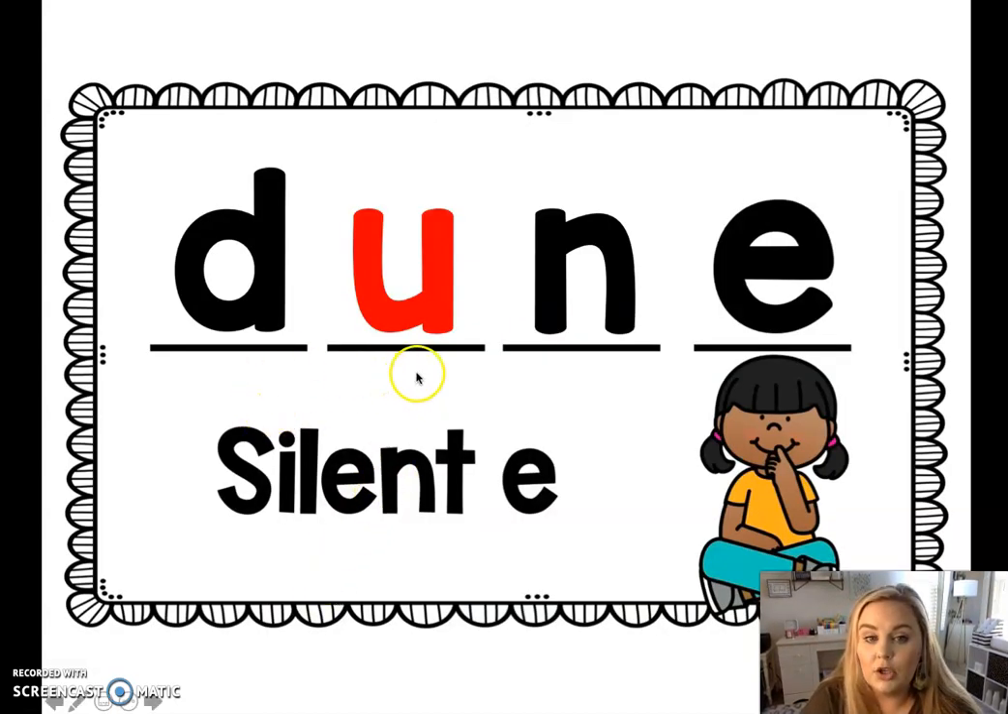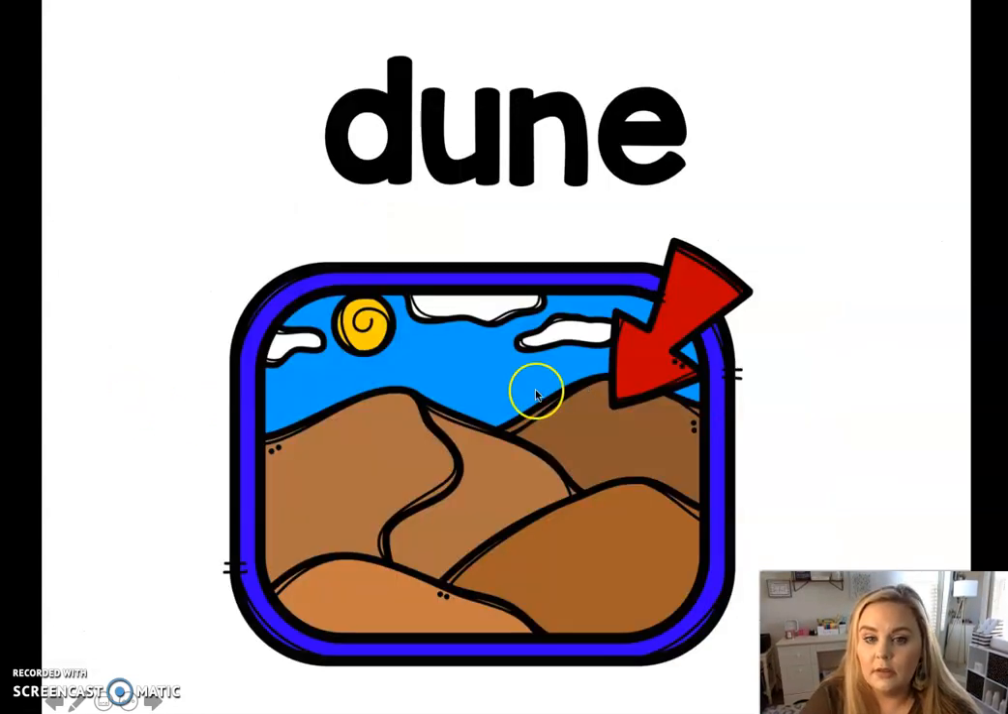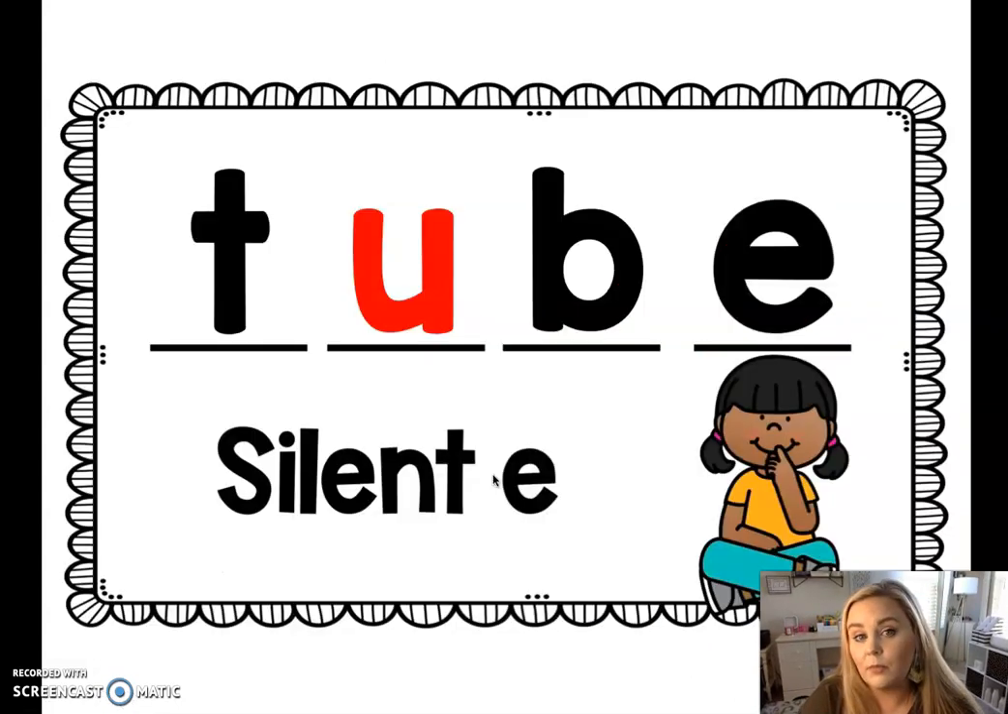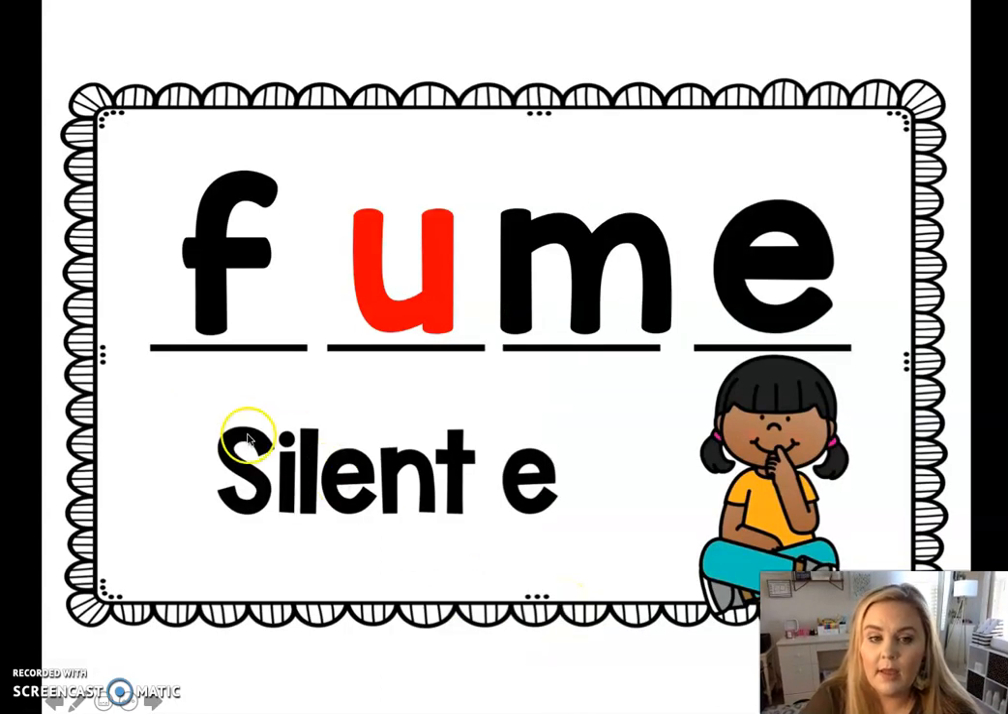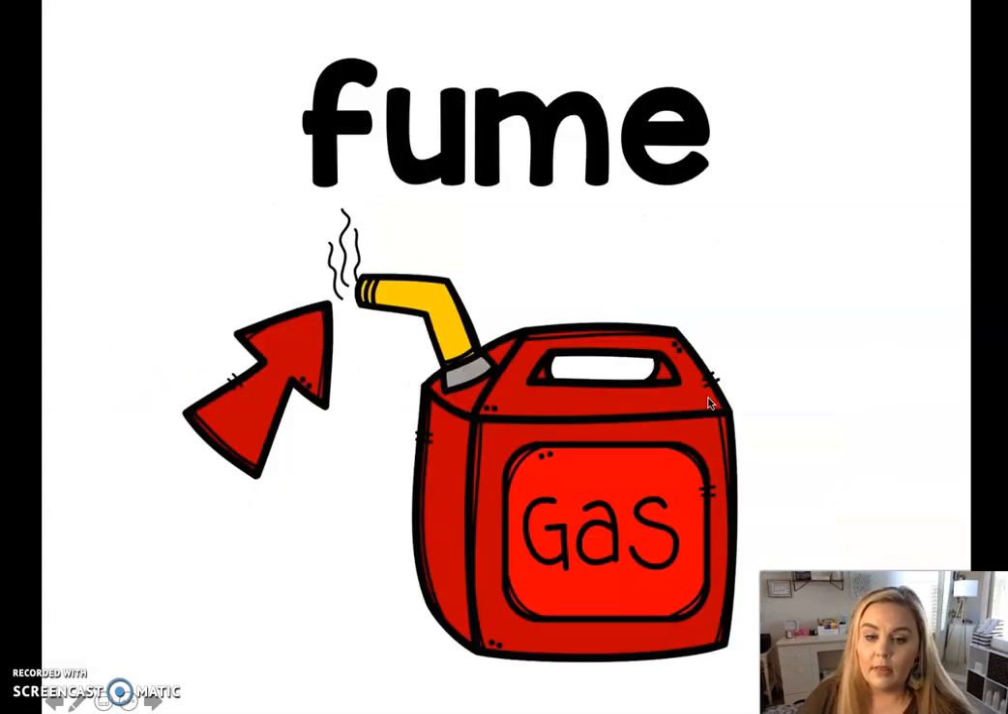D, U, N, dune. There is a picture of dunes. You would find dunes out in the desert. T, U, B, tube. There is a picture of a tube in a science experiment. F, U, M, fume. A gasoline can let off a fume.